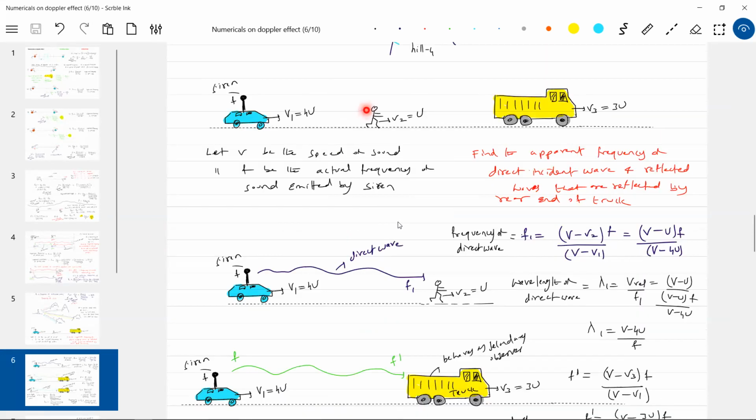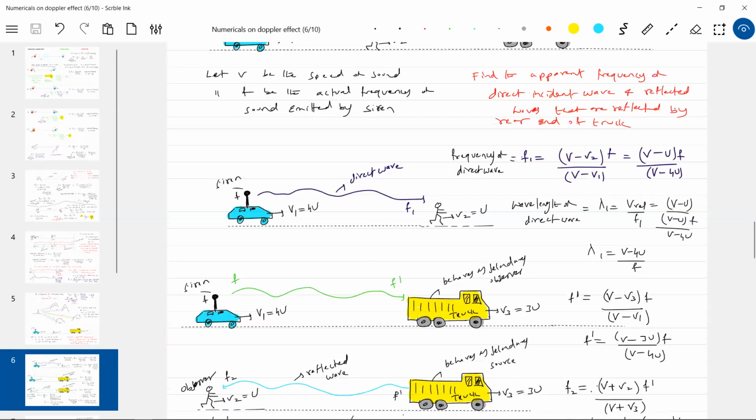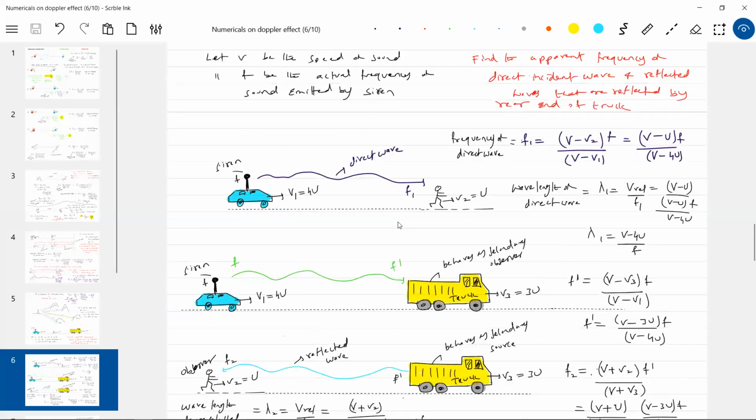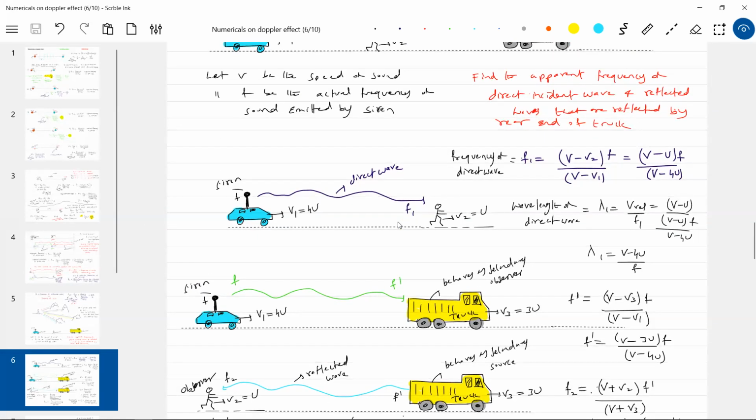I'm asking beats. Why will beats come? Find the number of beats heard by the person. Why does the beats idea come? Say he will receive one direct wave of frequency F1. He will receive the reflected wave F2. The difference of that is what we get: beats. So in the same question, shall I ask you further? Find the number of beats heard by the person means we have F1, we have F2, and the difference of that will be the beat frequency.